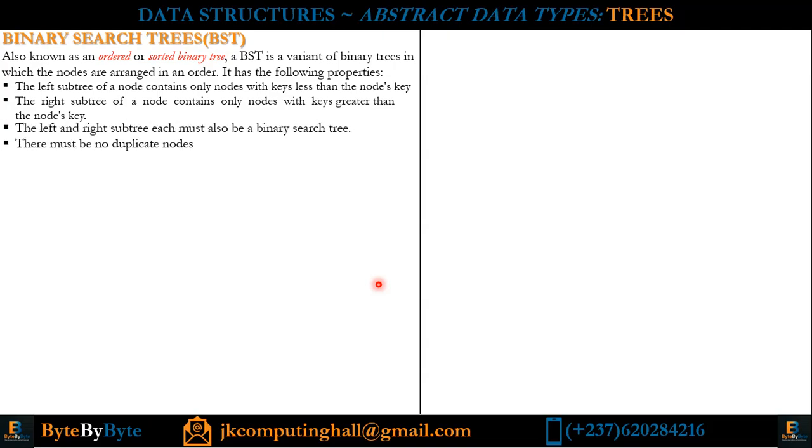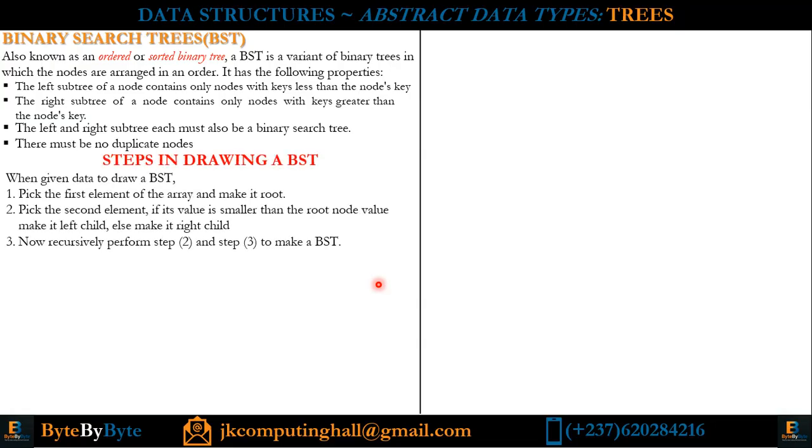The left and the right subtree each must also be a binary search tree. So the left and the right must be a BST, and then there must be no duplicate of nodes. Very important, because the first two properties talk about nodes that are either less than or greater than. We did not make mention of being equal. That is why we said there must be no duplicate of nodes. So these are the four key properties of a BST.